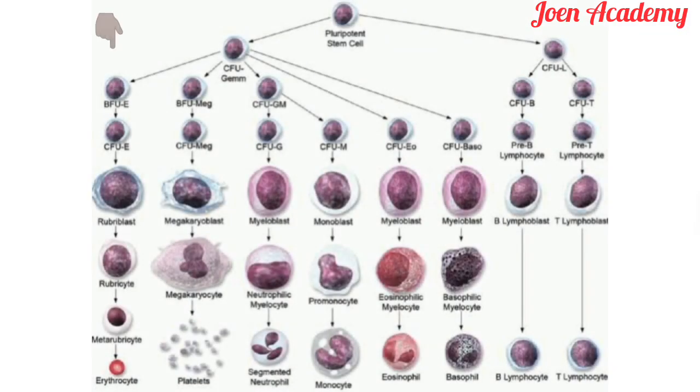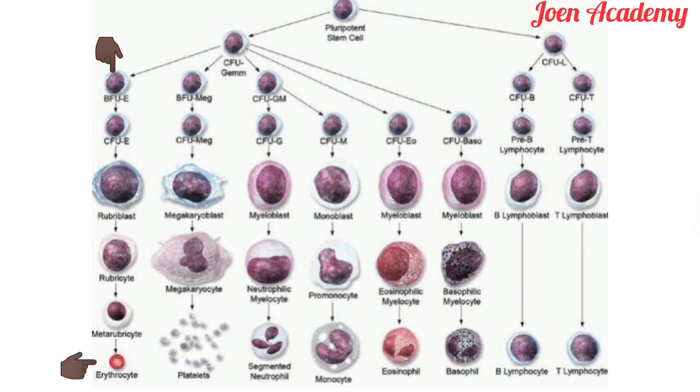We have the colony-forming unit erythrocytes, whose cells develop into erythrocytes. The second unit is the colony-forming unit granulocytes or monocytes. The cells of this unit give rise to granulocytes. Remember in our previous video on the white blood cells, we said that the granulocyte comprises of the neutrophils, the basophils, and the eosinophils. Also, this unit also gives rise to monocytes too.